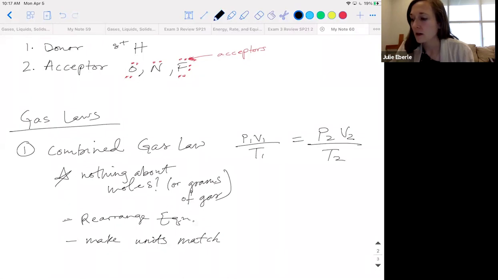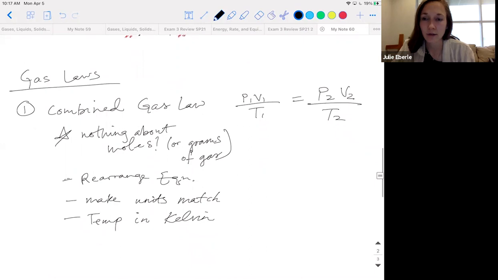Same thing with volume. If you've got milliliters and liters, that won't work. You got to have both in liters or both in milliliters. And then temperature has to be in Kelvin. So if you're given any sort of Celsius, you got to convert it to Kelvin.